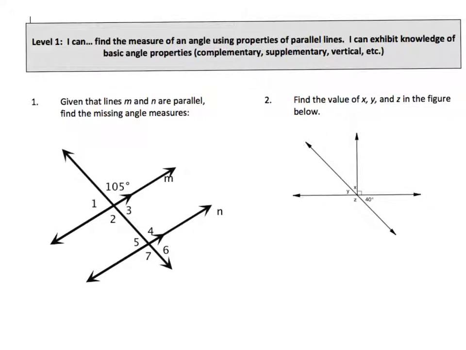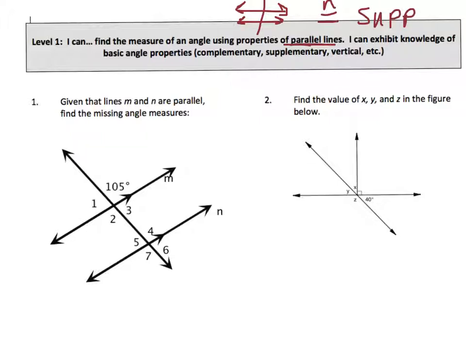Okay, level 1 is: I can find the measure of angles using properties of parallel lines. Remember, those are lines that go in the same direction and never intersect. They have angle properties like alternate interiors, alternate exteriors, same side interiors, same side exteriors. We'll go over all of those angles. Basically, what you need to remember is: are those angles congruent or are those angles supplementary?